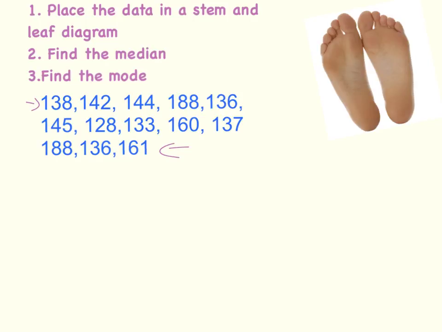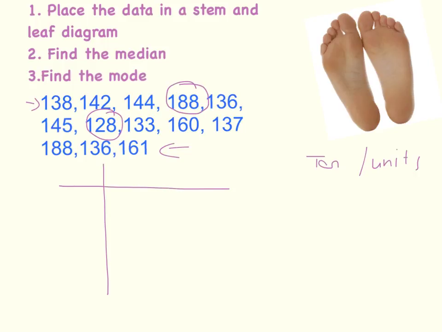As we know with stem and leaf diagrams, the tens and the units are super important here. If I have a look, I can see that the largest number here is 188 and the smallest number here is 128. We're going to create our stem and leaf diagram using these numbers. So, a straight line down, we're going to call this part the stem and this is the leaf.